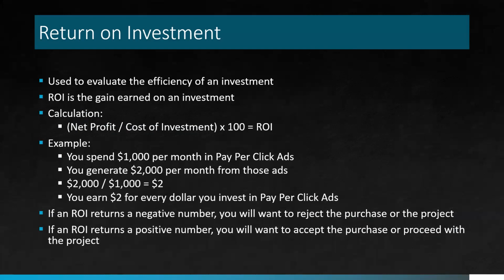And just a side note there, it really depends on what the positive number is. Some organizations, for example, have certain hurdle rates that they want each project to yield. So if you propose a project that comes in at 5%, but the company you work for typically approves projects that bring in an ROI of 8%, that might get rejected.